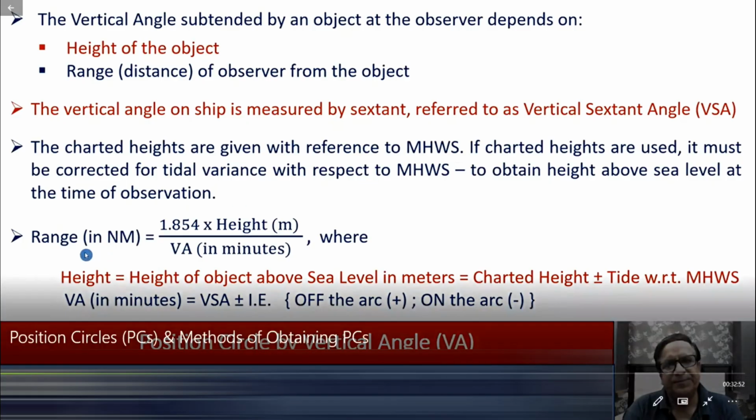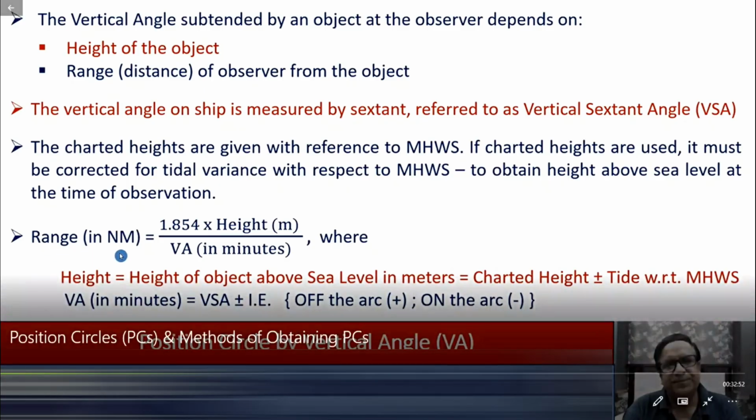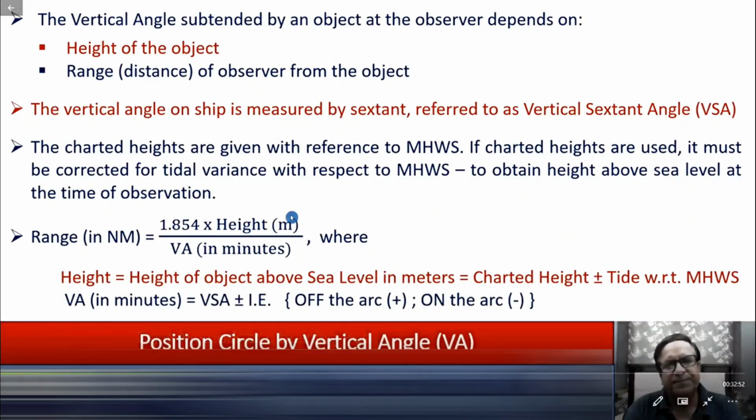Now, the important thing to know in this formula is that it has been made very user friendly. How? The range which we need should be in nautical miles. So that is exactly the unit of the range which we will get by using this formula. Because we need to plot it on the chart, the range from this formula will come directly in nautical miles. 1.854 is the factor which we are using. Height is the height of the object above the sea level, and this height is in meters.